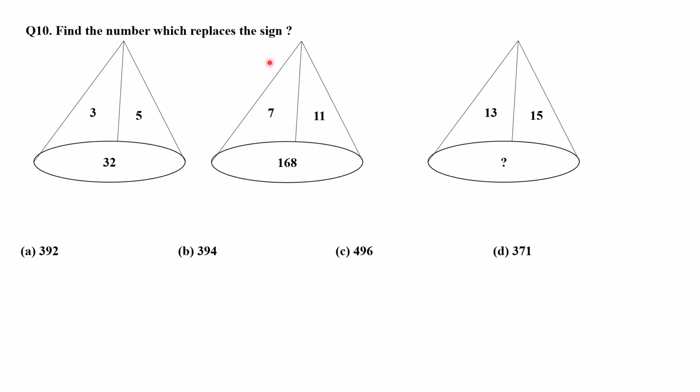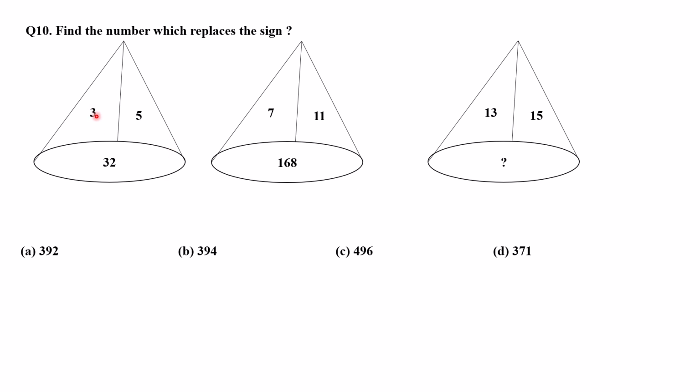The next question is: find the number which replaces the question mark here. Okay. So first of all, try to find the pattern in the first two cases, and the same pattern we have to follow for the third one to get the answer. One possibility: if you find the product of 3 and 5, check whether you are getting 32. 3 into 5 is 15, but here it is 32. So that is not the correct pattern.